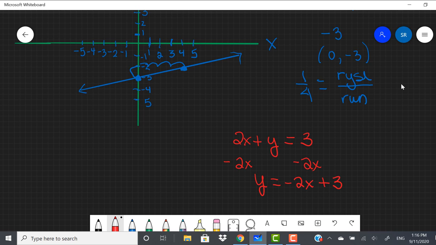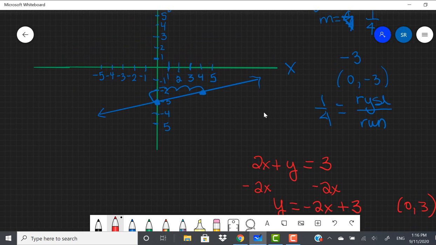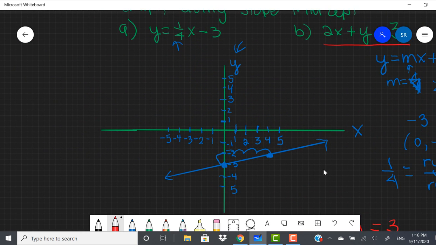Now I am in y equals mx plus b format, and I can go ahead and graph my line exactly like I did in the other line. I want to start at my y-intercept. What's my y-intercept here? It is at 0, 3. So I'm going to go here, and I'm going to go up 3, and we run nowhere.